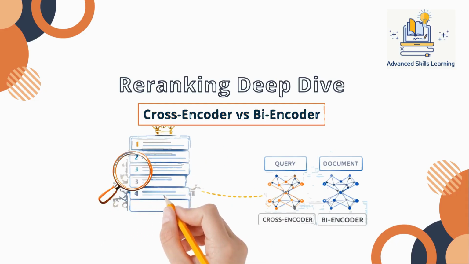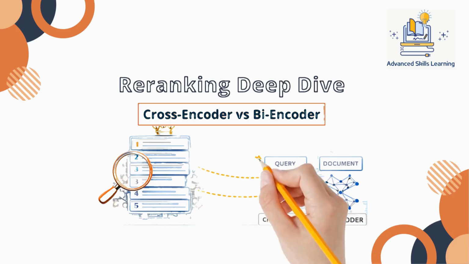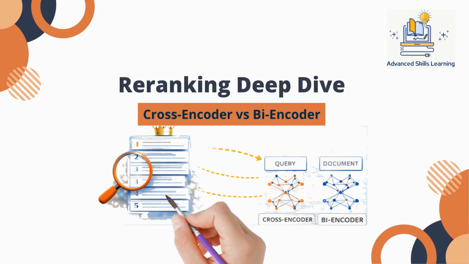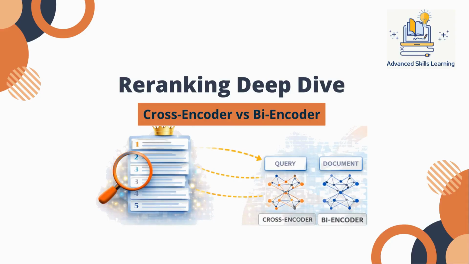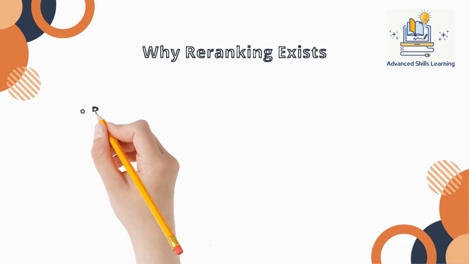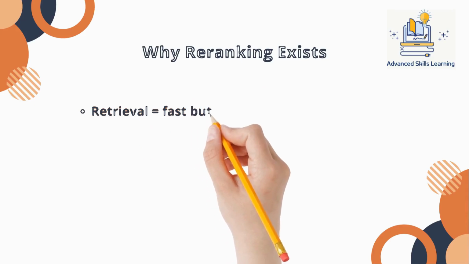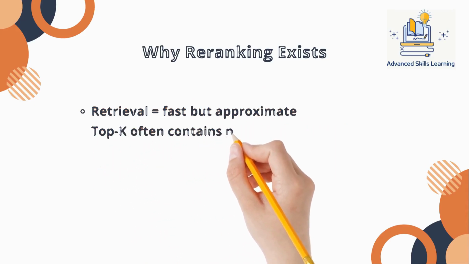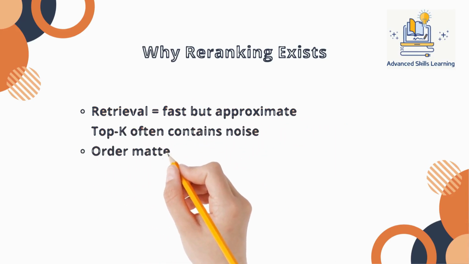Most teams treat retrieval as the main problem, but in reality, ranking quality often determines whether your answer is correct or completely wrong. Your retriever, usually a vector search, returns the top K results based on similarity. But similarity is not the same as relevance. This means your top results often include partially relevant or even misleading chunks.